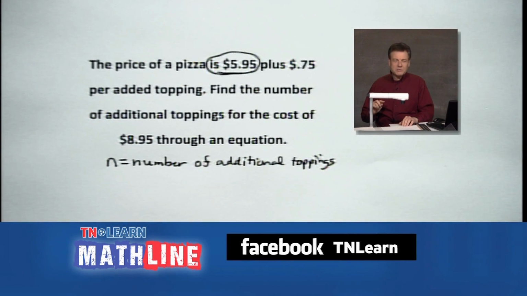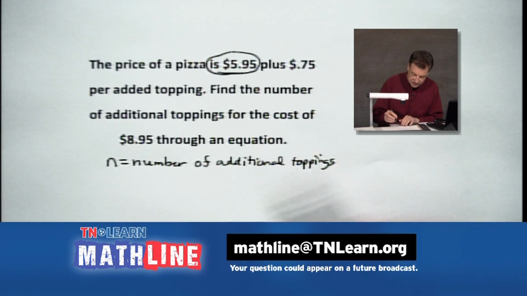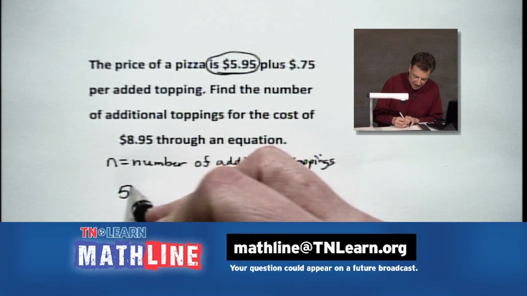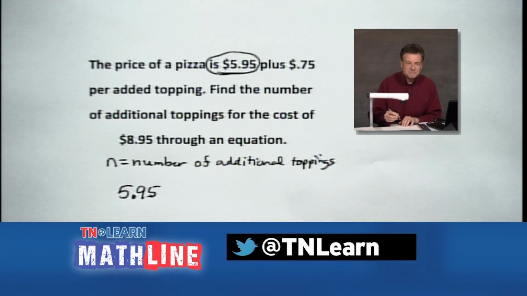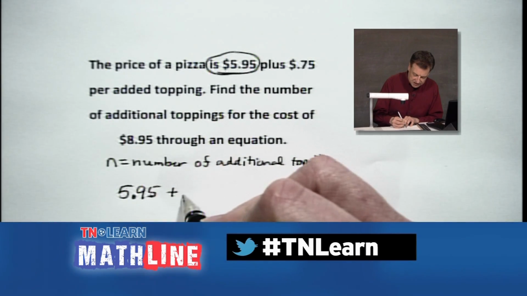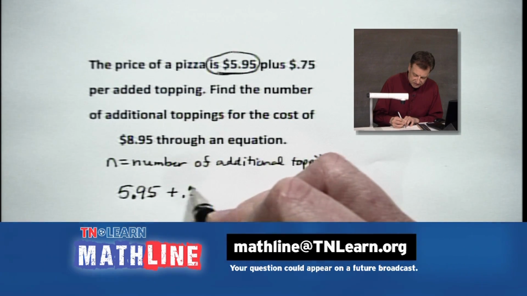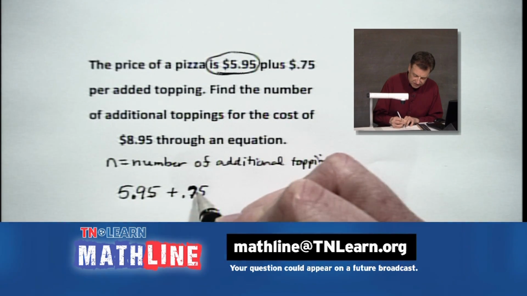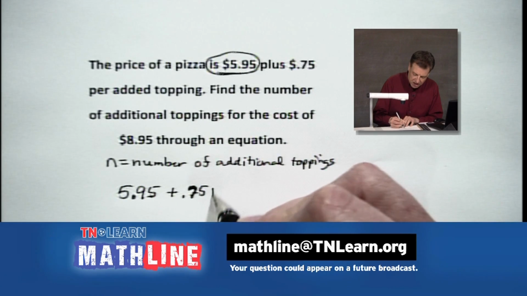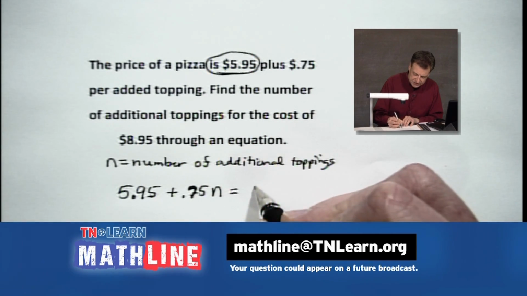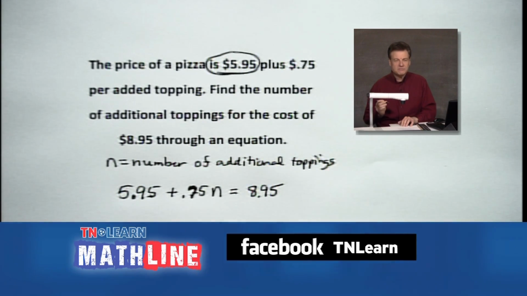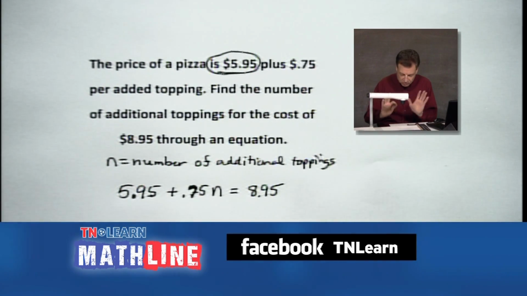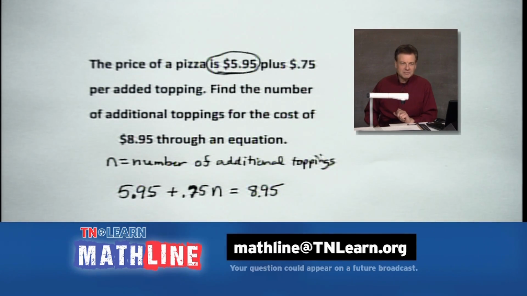So what do we do with them? Well, we charge 75 cents each, all right? So we started with $5.95. We'll use the decimal form because that's what they gave us. And we're going to add on 75 cents per topping and wind up with a pizza that costs us $8.95. All right, and that probably is before tax. We'll add a little tax on there, but we're not worrying about that right now. We want to see what that basically cost is going to be.